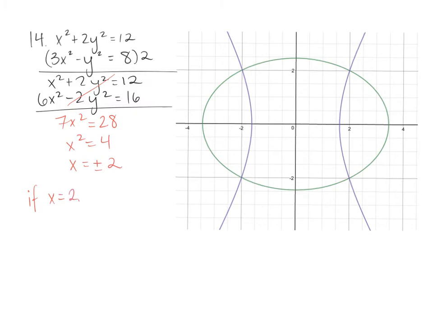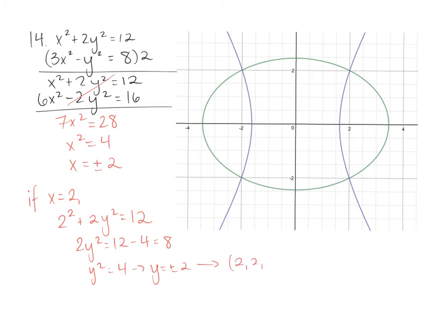If x is equal to 2, then 2 squared plus 2y squared is equal to 12. So 2y squared is equal to 12 minus 4, which is 8. Y squared is equal to 4, so y is equal to plus or minus 2. So we get two answers, (2, 2) and (2, negative 2). But that's only if x is equal to 2. Now we have to test if x is equal to negative 2.